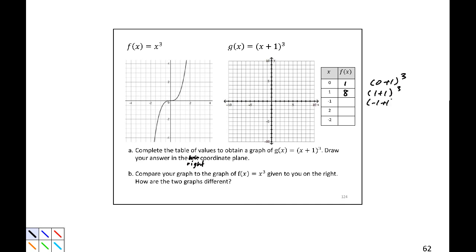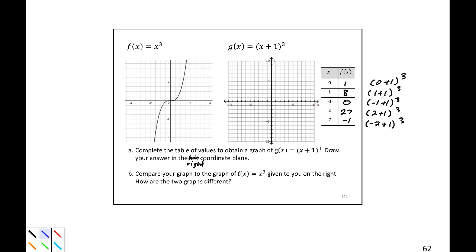Negative 1 plus 1, cubed, that would be 0 cubed, so that is 0. Let's see, (2 plus 1) cubed for x equals 2. That would be 3 cubed, or 27. And for negative 2 as my x value, I have (negative 2 plus 1) cubed. That would be negative 1 cubed, which is negative 1.